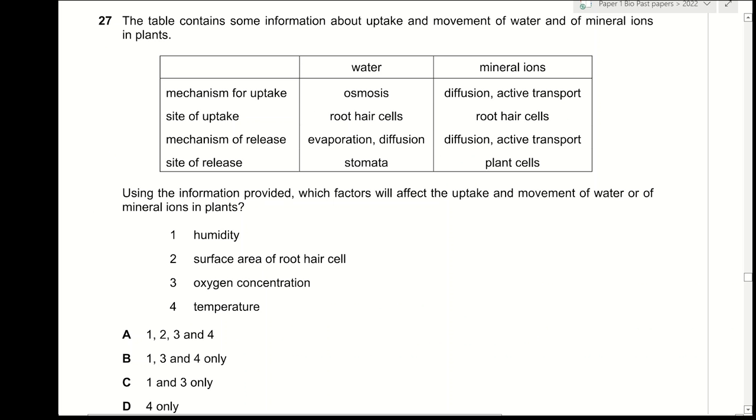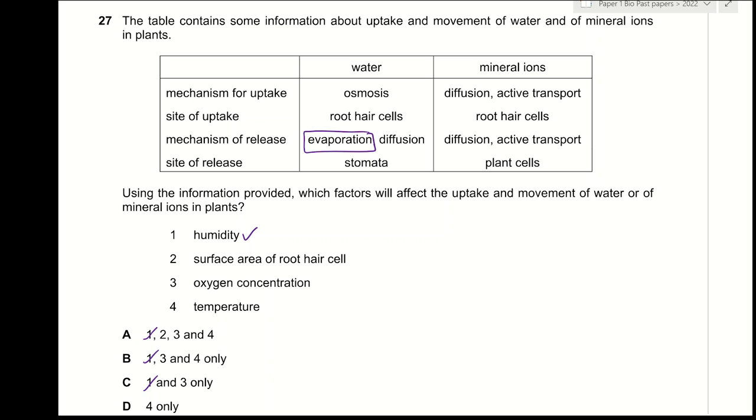Seven, the table contains some information about uptake and movement of water and of mineral ions in plants. Using the information provided, which factors will affect the uptake and movement of water or of the mineral ions in plants? Now, let's start with the humidity. Humidity, yes, will alter the rate of uptake of water because here, evaporation rate is actually reduced by increasing humidity. So humidity is definitely correct.